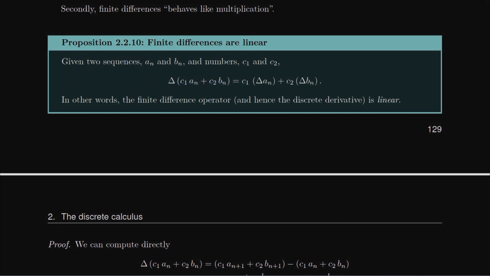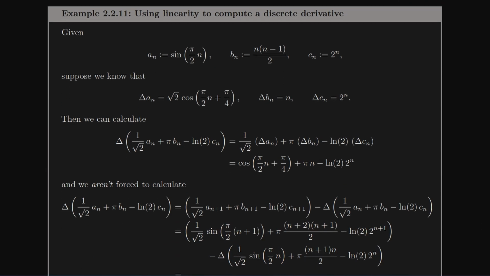And as I kind of expressed before with derivatives, why is linearity useful? Well, if I were over here at something like this, rather than trying to compute the finite difference of the entire thing, suppose that I already know the finite difference of an, bn, and cn, then I can just compute them individually, right? Individually an, bn, and cn. So in this specific case, if I decided to say an was sine(pi over 2 n), suppose I said bn was n(n minus 1)/2, and cn was 2 to the n, I'm just going to give these to you now for free. We're going to see how to calculate these in the next section, but suppose that somebody hands you that the finite difference of an is root 2 cosine(pi over 2 n plus pi over 4).